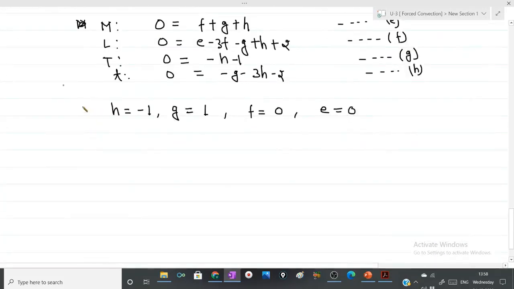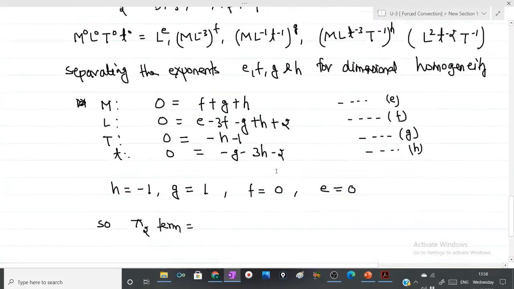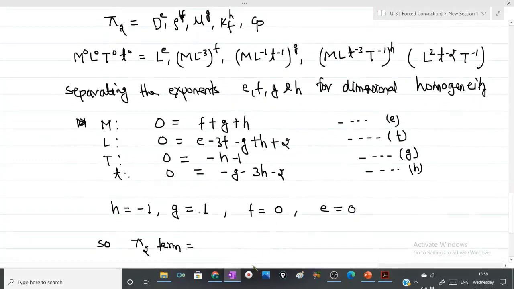into pi 2. So pi 2 term can be written as, I have the value of this pi 2, e to power 0, to power e is 0, rho to power f is also 0, mu to power g is 1, and k f to power h is minus 2. Kf to power is minus 2 and is Cp.